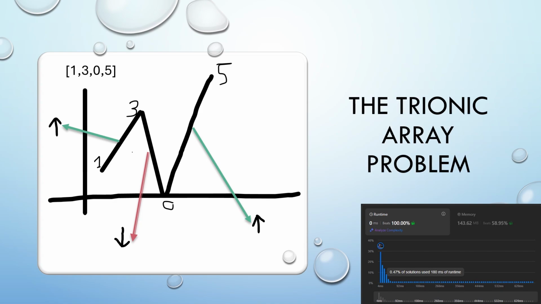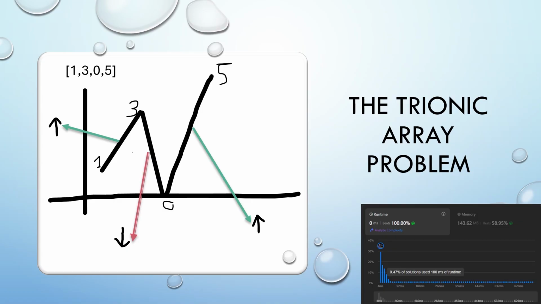Let us understand the Trionic Array problem. So what is a Trionic Array? It is a special subarray present in an array having three parts, where the first part is strictly increasing, followed by the second part strictly decreasing, and the last part is strictly increasing again.